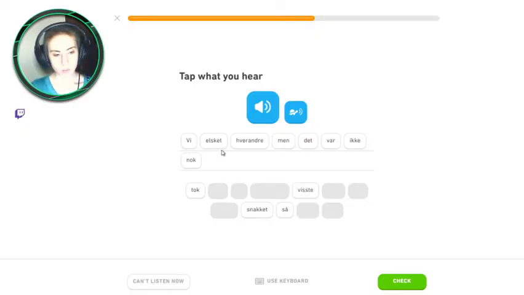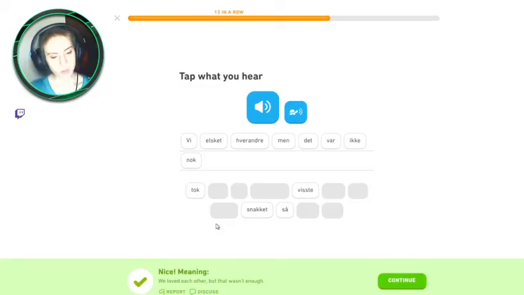We loved each other, but that wasn't enough. Oh, there's only one N, so that doesn't mean men. We loved each other. Men, det var ikke nok. So in this case, I think men is the piece that combines the sentences. The but, I thought but was something else. Or I might be confusing that with and. No. So yeah, we loved each other, but it was never enough.